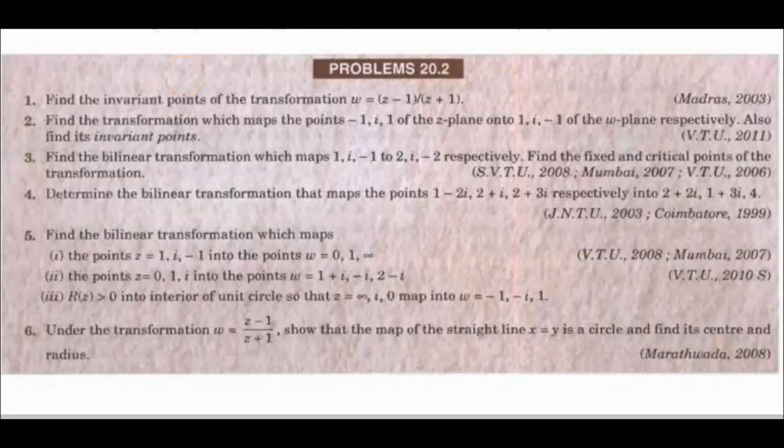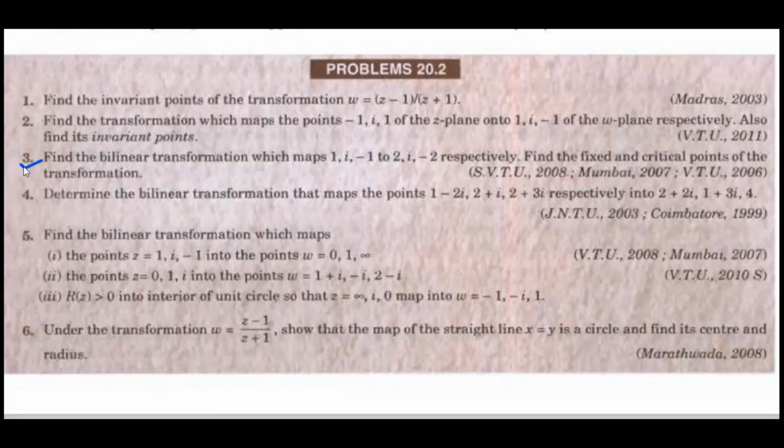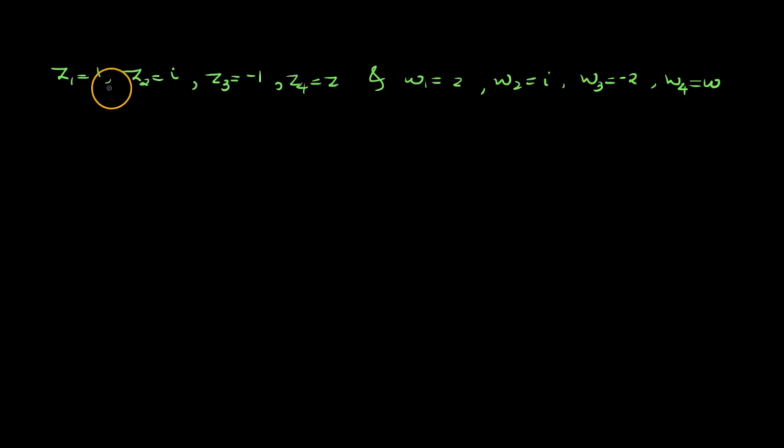Third question. Find the bilinear transformation which maps 1, i, minus 1 to 2, i, minus 2 respectively. Find the fixed and critical points of the transformation. First, we want to find the transformation which maps these points to these points.